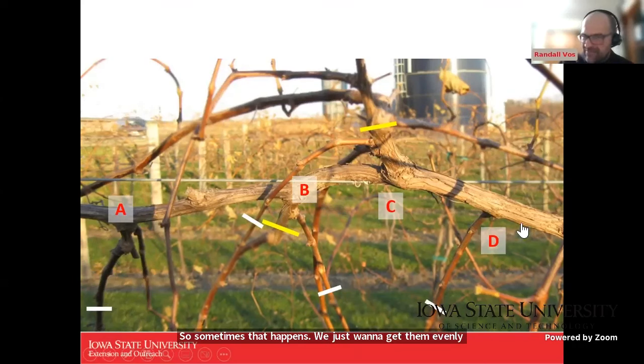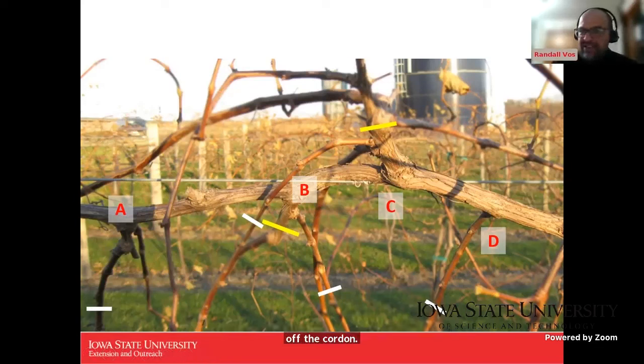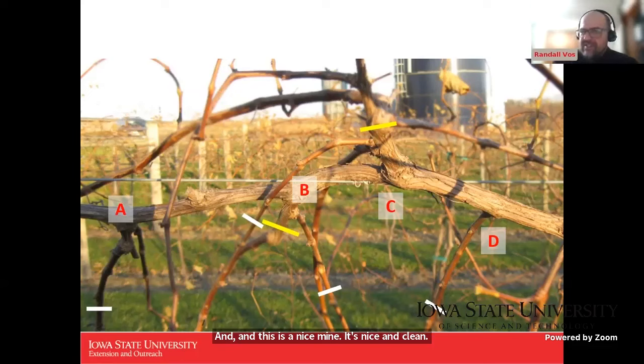Then item D, it's a cane coming from right off the cordon. We knock it back to 3 buds, and now we have our 12 buds in this area. This is a nice vine. It's nice and clean. They've done a great job of not getting too long arms, too intricate arms, so it's easy to prune in these types of situations.